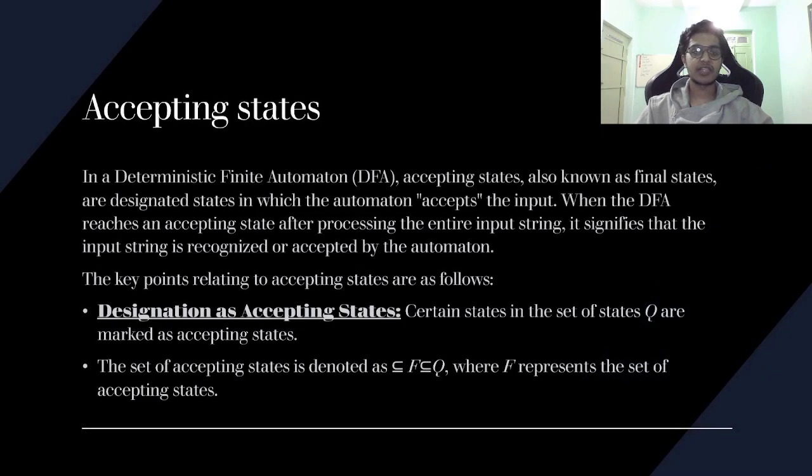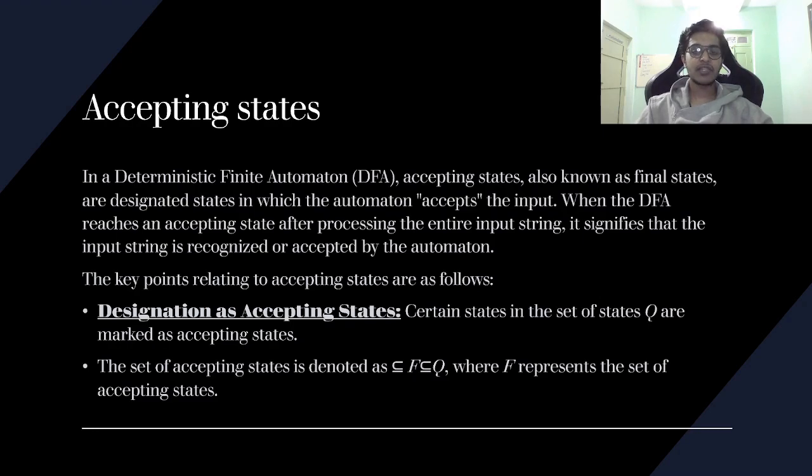Moving on to the next slide, we have the accepting states. In a deterministic finite automaton, the accepting states are also known as the final states and are designated states in which the automaton is going to accept a particular input. When the DFA reaches an accepting state after processing the entire input string, it is going to signify that the input string is recognized or accepted by the automaton.